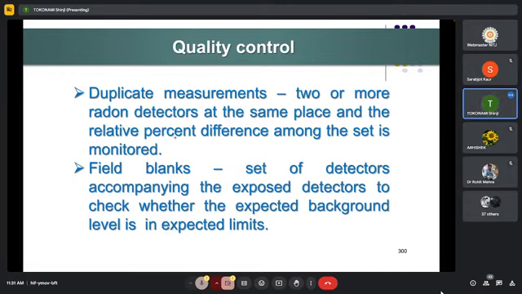For quality control, we need to duplicate measurements, with two or more radon detectors at the same place, and the relative percent difference among the set is monitored. Field blanks are a set of detectors accompanying the exposed detectors to check whether the background level is within the expected limit.